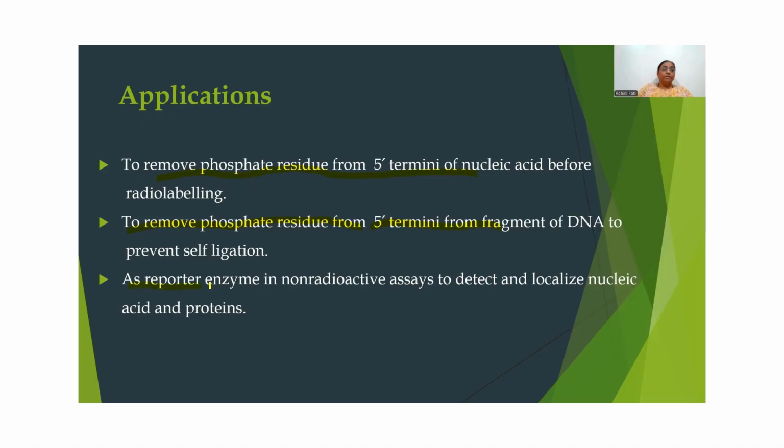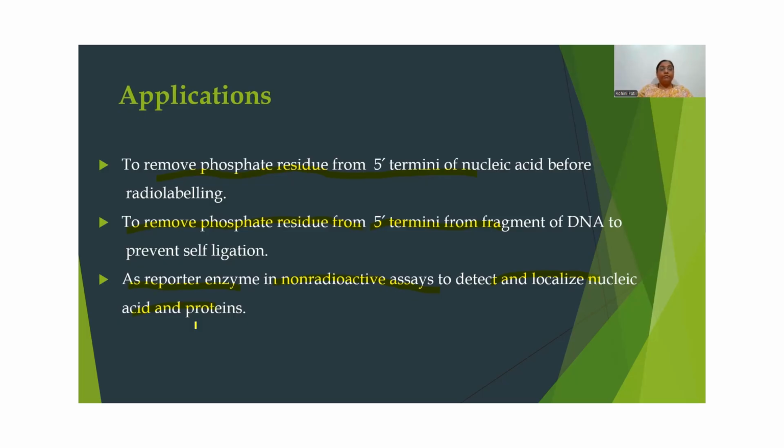next, it can be used as a reporter enzyme in non-radioactive assays to detect and localize nucleic acids and proteins. So when it is a Southern blot, Northern blot, and a Western blot, the labeling of the probes is non-radioactive labeling. When there is non-radioactive labeling of the probes, there is a use of alkaline phosphatases. Alkaline phosphatases are enzymes which can act on the chromogenic substrate, and by acting on the chromogenic substrate, they can produce the product which is the colored one.